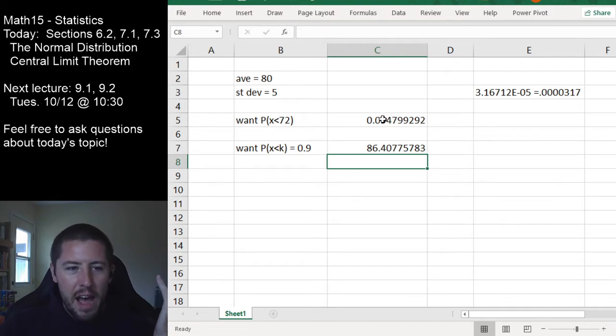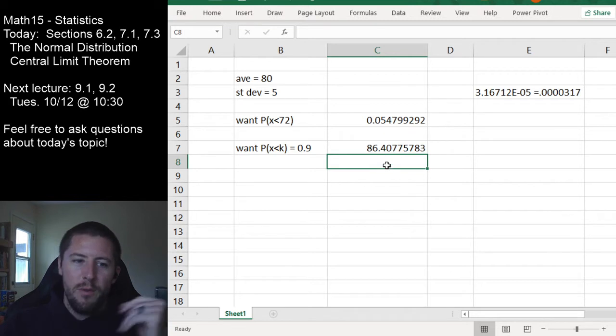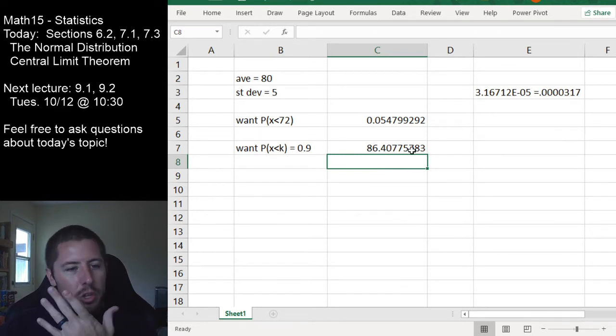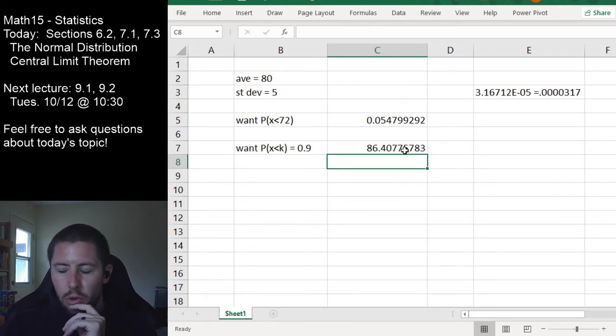Here I said 3, 4, 5, I got 5.5%. Here I said about 87, I got 86.4. I'm doing good with my guesses, and my guesses are coming from me understanding the empirical rule. So do that for yourself. Give yourself that favor of understanding how to use the empirical rule, the 68, 95, 99.7% rule, to help you estimate your answers so that you feel good about what technology tells you.